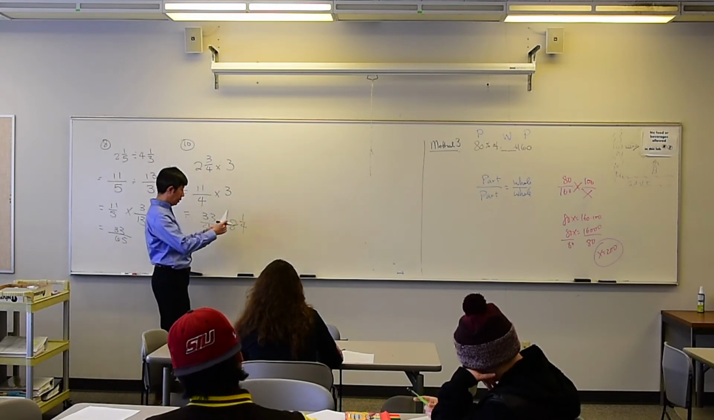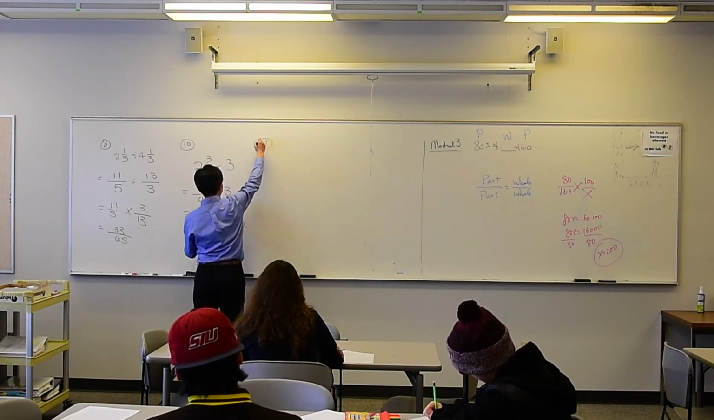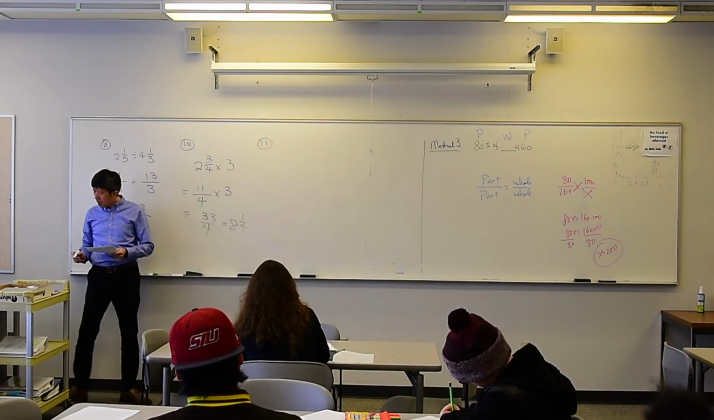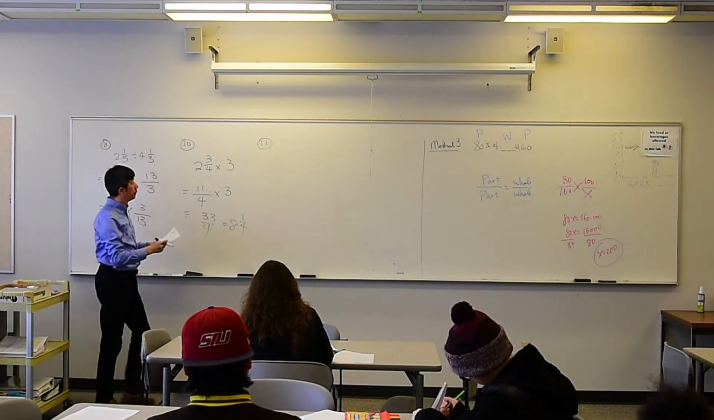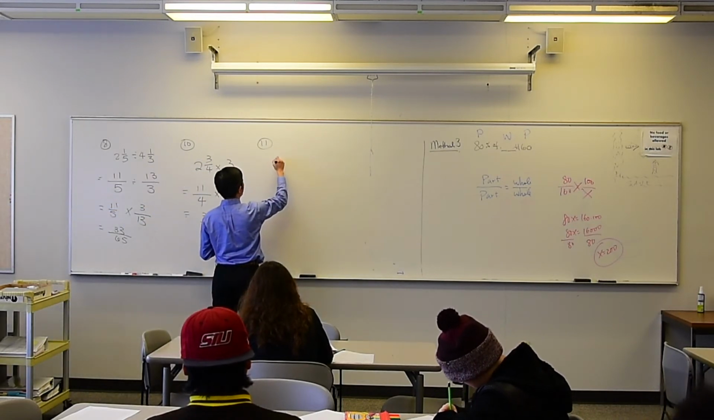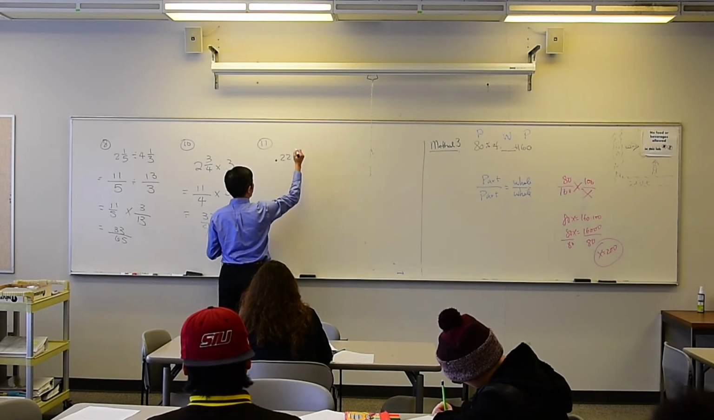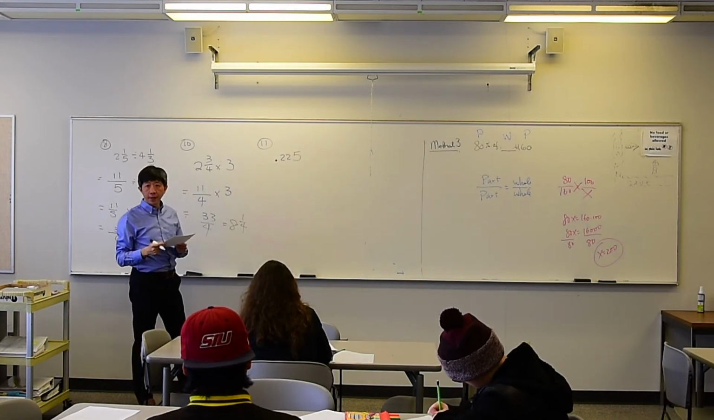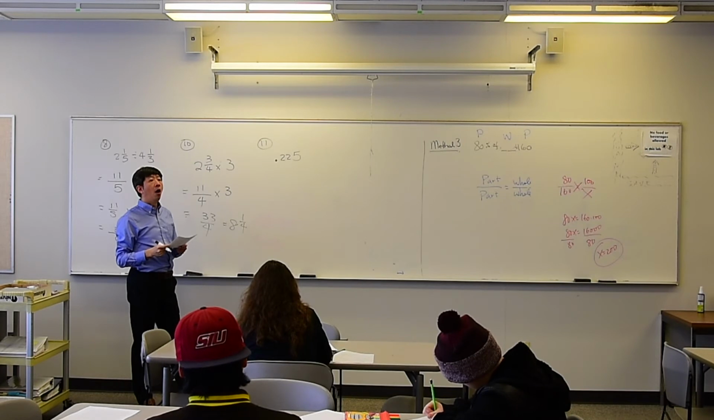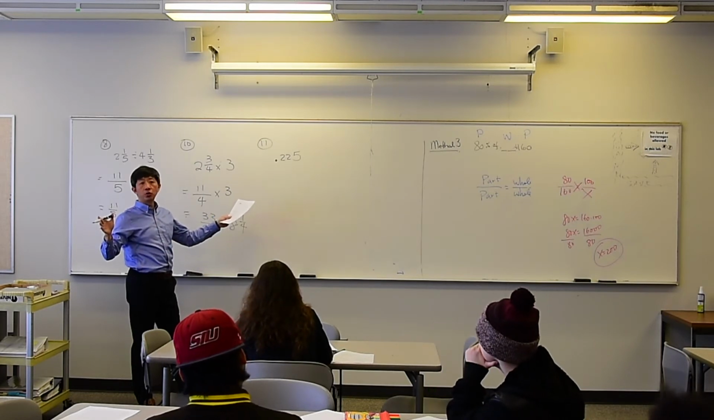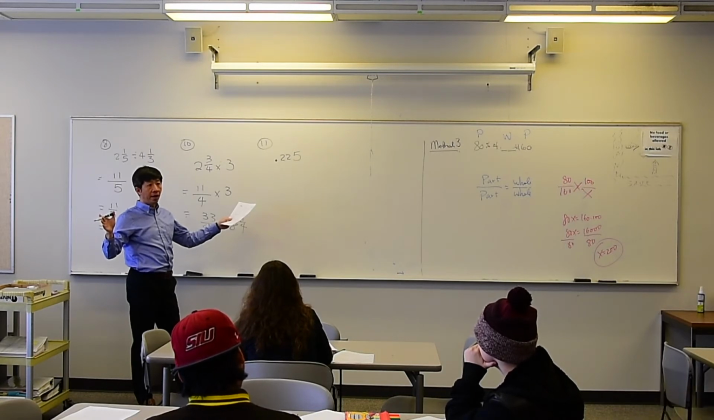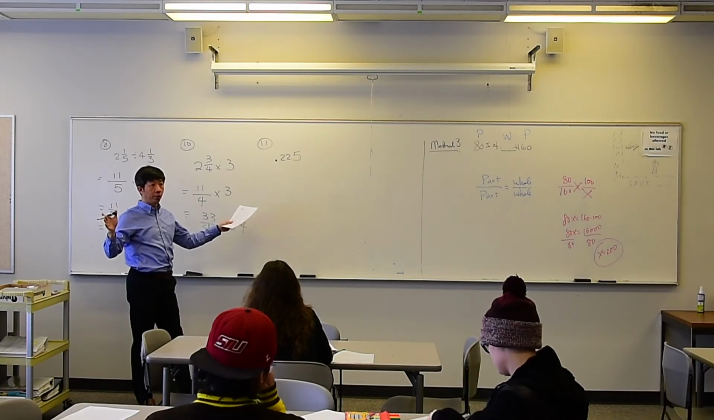Right. Number 11. Write a fraction name for 0.225. So we're gonna change this into what? Fraction, right? And for all the problems, the final answer has to be what? Reduced fraction, right? You cannot have a fraction without reducing it.